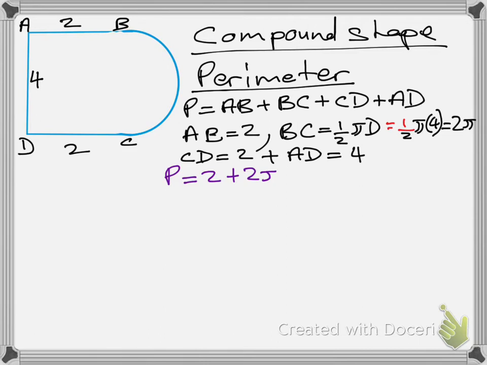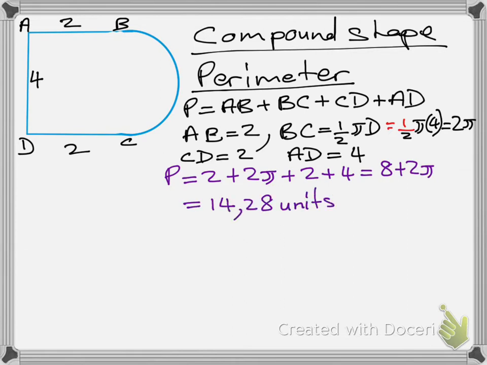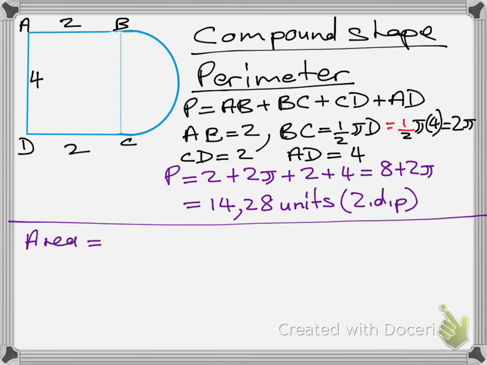So now to find the perimeter, we can add up those sides, which is going to be 2 pi plus 2 plus 2 plus 4, which gives you 8 plus 2 pi. So now the perimeter will be 14.28 units, which is to 2 decimal places.